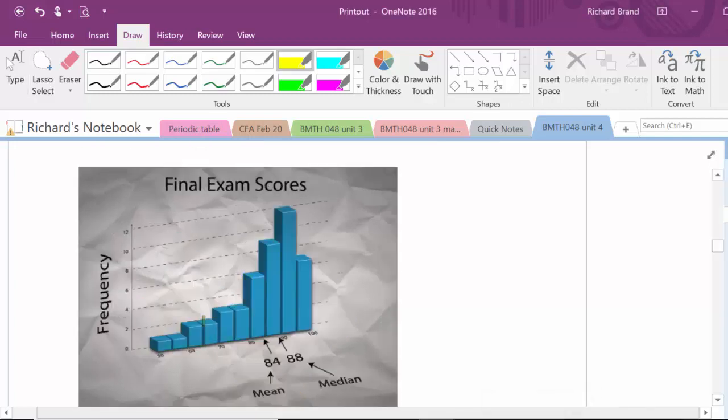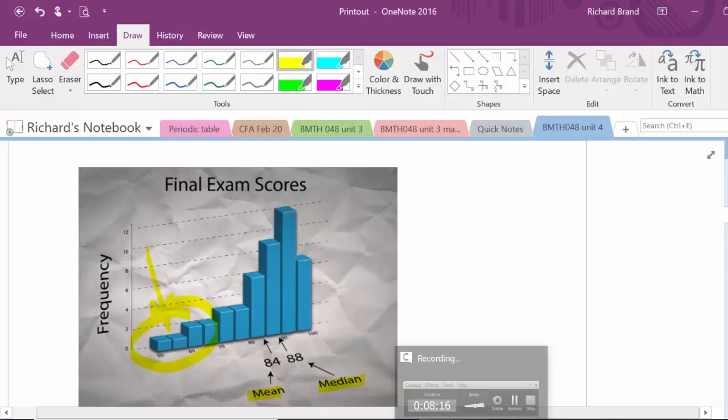In a similar way, if you have a non-symmetrical distribution where it's skewed, then this distribution skewed to the left, then the mean is less than the median. There's the mean. There's the median. The mean is less than the median because these scores here have more impact on the average, otherwise known as the mean.